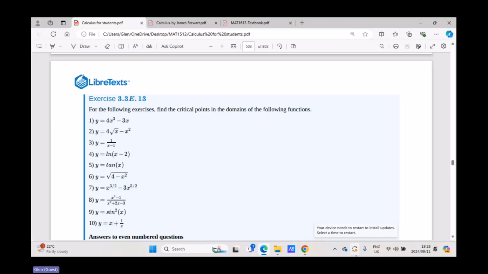Number 8. Which one, sir? Number 8. Y is equal to x squared minus 1 all over x squared plus 2x minus 3. Can you see number 8, students?